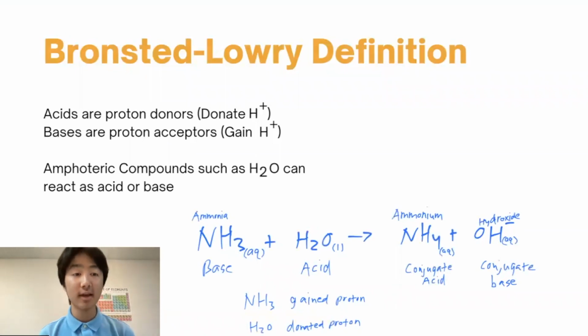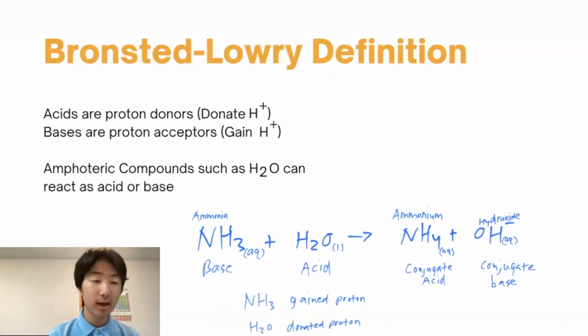Bases are proton acceptors. They accept the protons from the acids. They gain hydrogen ions, right? Also, it's important to note that amphoteric compounds such as water can react as a base or an acid. In the equation shown with ammonia, water is an acid because ammonia is a base, right? And so when ammonia, being the base, reacts, it gains a proton during the process of the reaction. So it turns into ammonium, it gains one more H, which results in the NH4 plus compound.